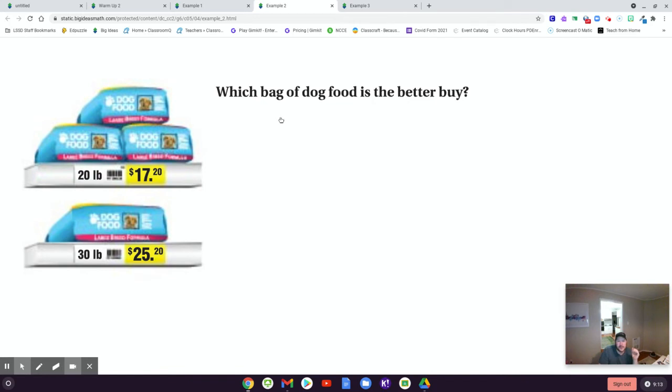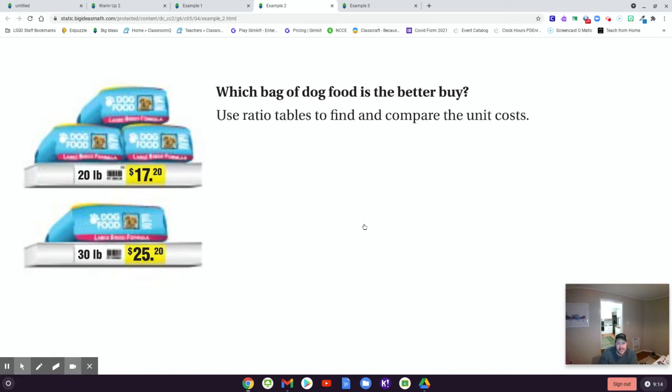Okay, so now we have this example here. Which bag of dog food is the better buy? We have the top one here, which is 20 pounds for $17.20, or we have 30 pounds for $25.20. So what I want you to do right now is use a ratio table, or maybe a unit rate, or some sort of strategy to determine which of these is the better buy.